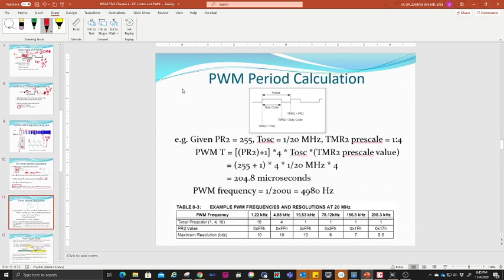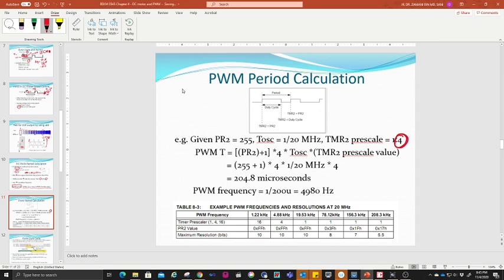Okay, example here. Given PR2 is 225, T oscillation is 1 over 20 megahertz, and timer 2 prescale is 1 over 4. So this is the timer 2 value.